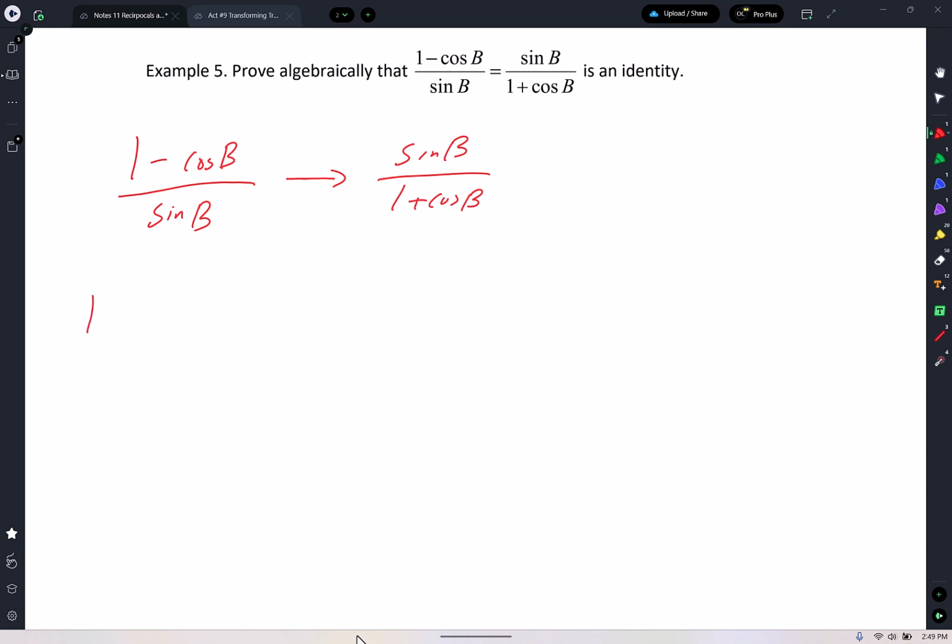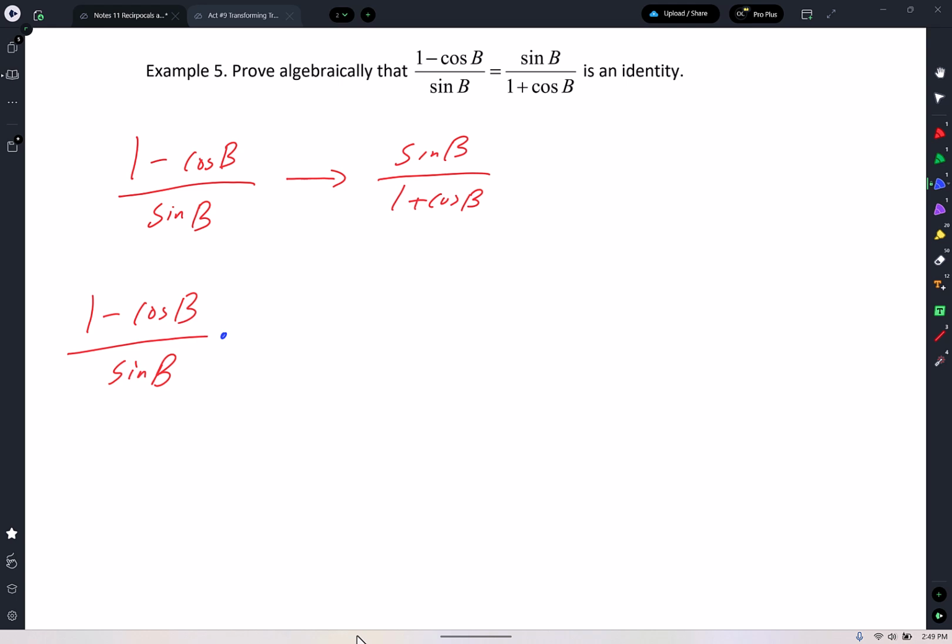Here we go. I'm going to write 1 minus cosine B over sine B. And remember, the numerator is what's making it tough. So the numerator is what I'm going to mess with. I'm going to multiply this by the conjugate of 1 minus cosine B.